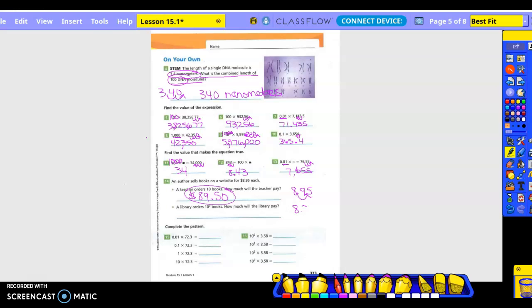A library orders 10 to the third power of books. So we have 8.95. 10 to the third power is what? 1,000. So is that a whole number or a decimal? Whole number. So am I going to the right or the left? Right. How many places? 3. So 1, 2, 3. And I have to put a 0 in there to hold my spot. So I'm going to write 8, 9, 5, 0. Come back in and add the comma. And what's my label?